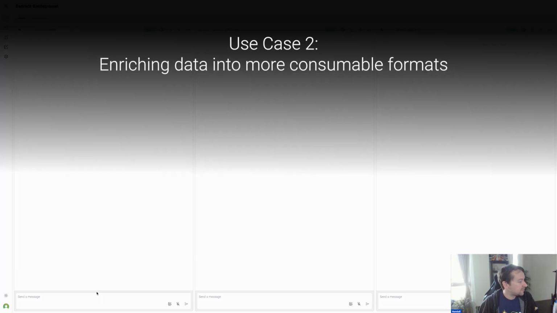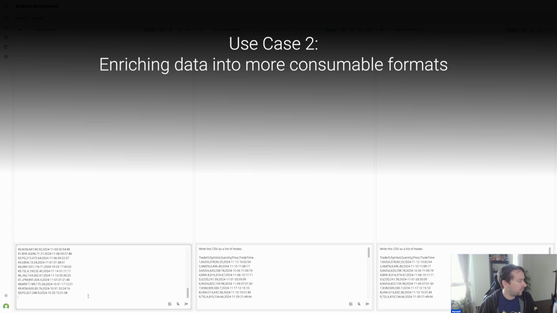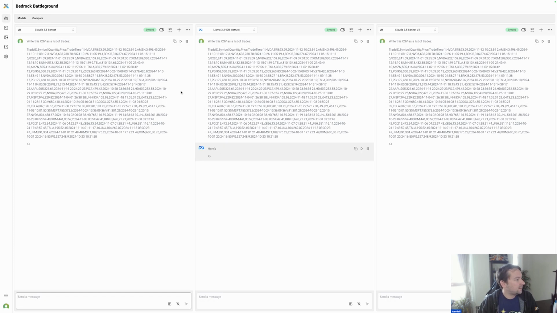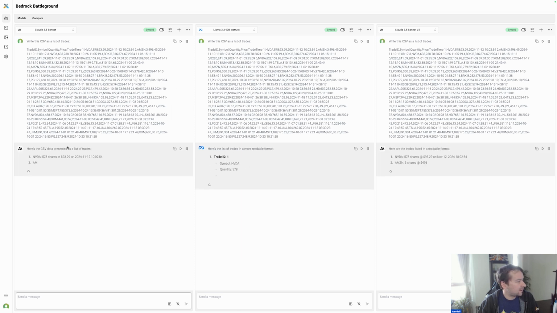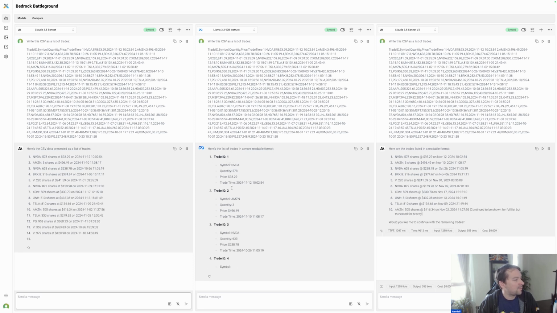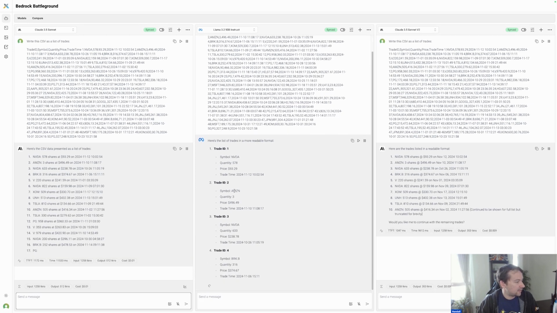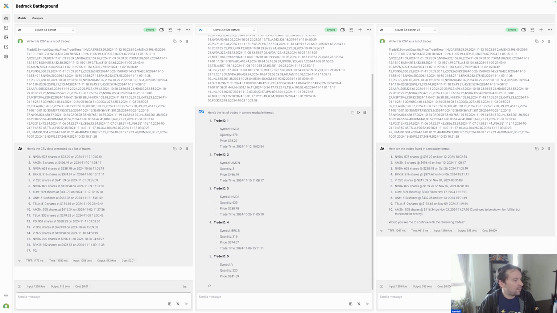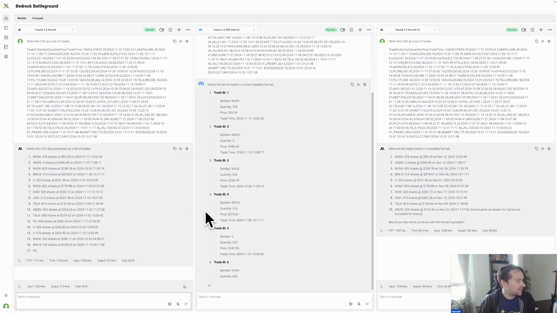Another example we could explore, and we'll use the same models for this one, imagine you have a list of CSV trades that you want to enrich into a better format. And you can see, as we pass this in, the Claude models immediately take off and they're writing. The Llama model picked a very different format from the Claude model. It's got the trades, and then it's using Markdown format to serve all of these.